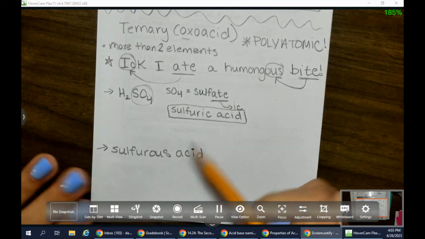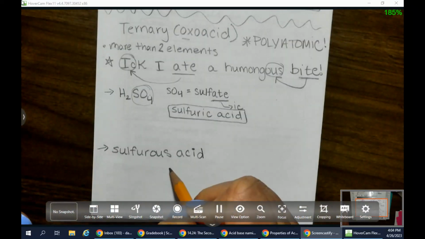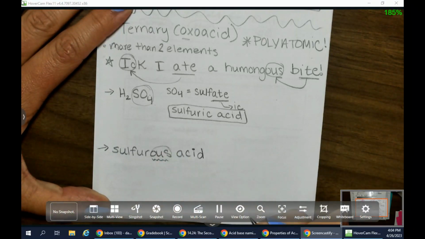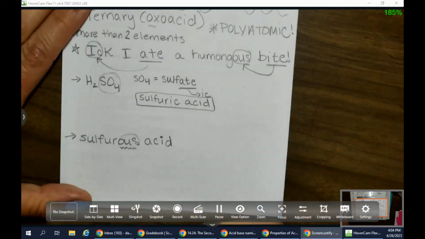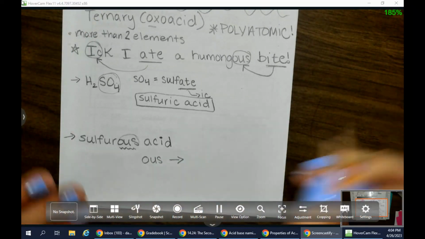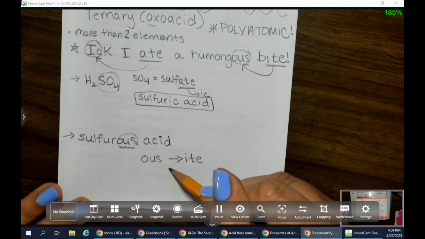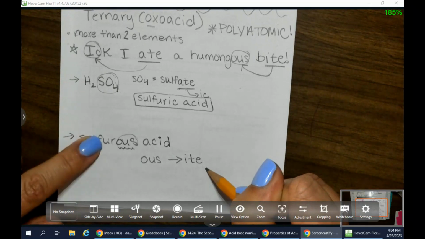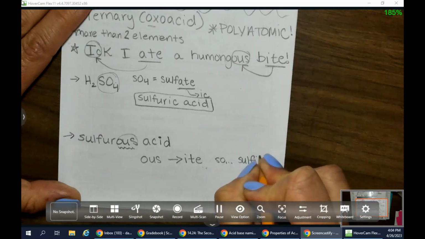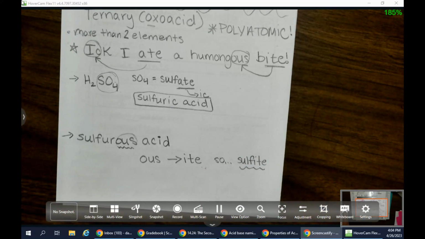So now I know it's going to be that weird saying that Fogel gave me: I ate a humongous bite. I'm going to look very closely at this. I see sulfur, but then I see that it ended with ous. So I'm going to focus in on ous, O-U-S. I know O-U-S came from what? ite. Good. Humongous bite, right? So ous came from ite. That means I'm now going to have sulfite. Look up what the polyatomic is for sulfite.